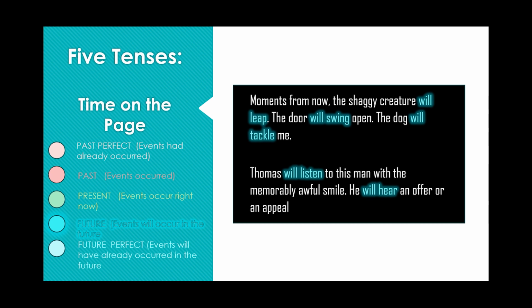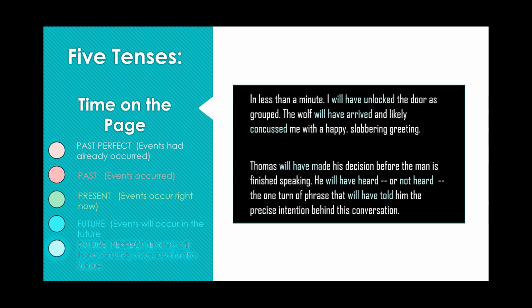Weirdly, the future perfect tense does not move the action into some greater future, but rather moves the writer and the reader into some farther ahead time from which an action that has not yet occurred may be observed in the past. The tenses, past perfect, past, present, future, and future perfect, tell the reader where the information exists relative to them in time.